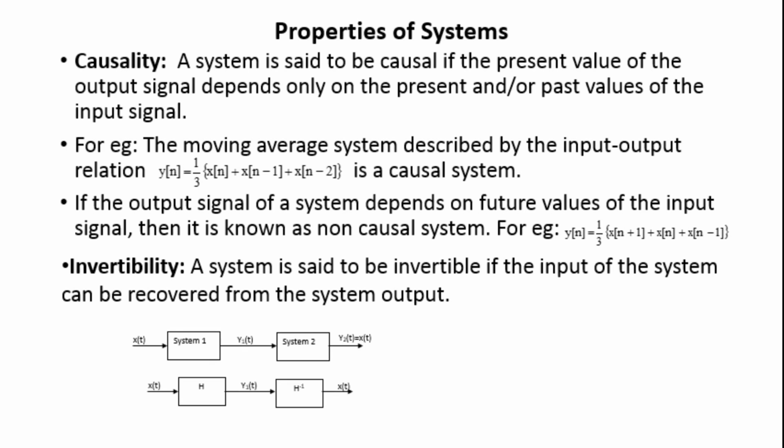Next, we have invertibility. The system is said to be invertible if the input of the system can be recovered from the system output. In the first diagram, x of t is the input for system 1 and y1 of t is the output of system 1, and that is applied as input to system 2, and y2 of t is the output of the second system, which is equal to x of t. Or x of t is applied to system 1, y1 of t is the output, then H inverse is the system 2, whose output is x of t.